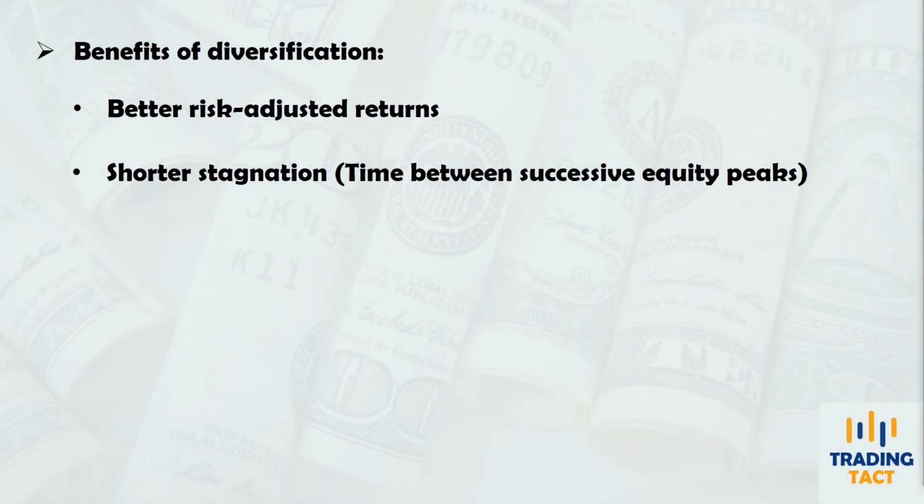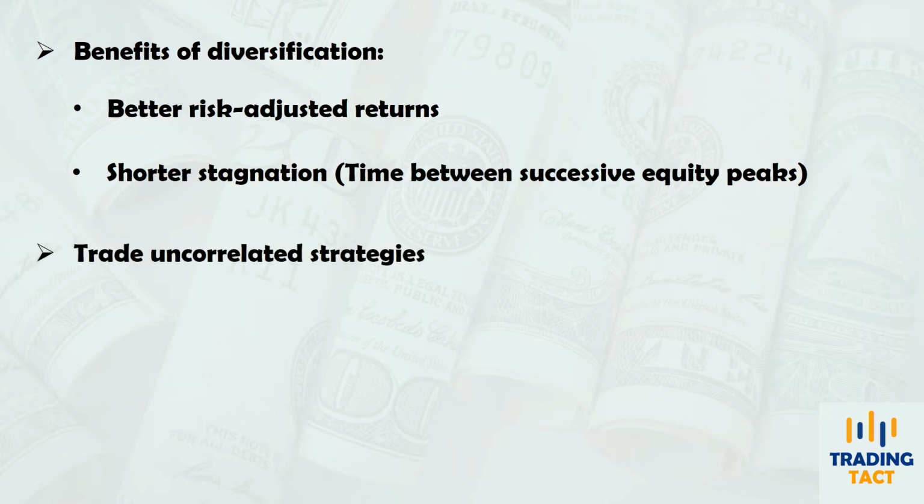Building a diversified portfolio lets you enjoy higher risk-adjusted returns and shorter periods of stagnation. By spreading your eggs across multiple baskets, you will be more resilient in changing market conditions and have less worry about any single strategy failing. The key to diversifying your portfolio is to select strategies that are uncorrelated. Uncorrelated strategies do not win or lose money at the same time.